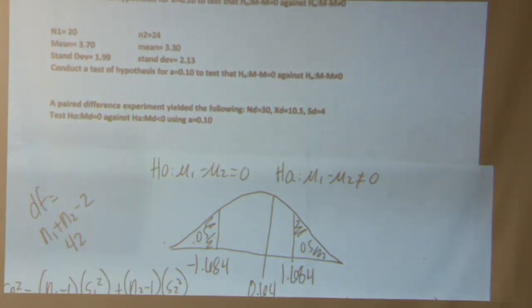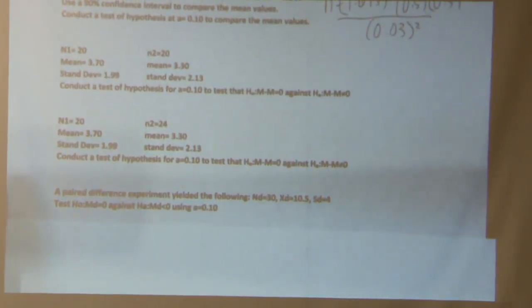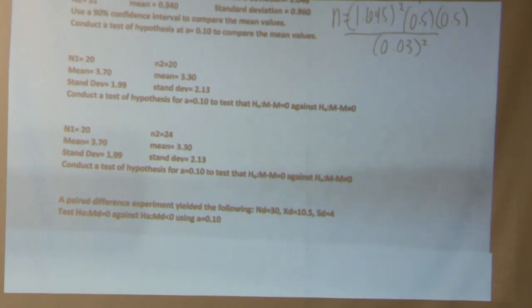So then the next one, a paired difference experiment yielded the following: an nD of 30, an x bar D of 10.5, and an sD of 4. And we want to test that mu D is equal to 0 against mu D is less than 0 using alpha of 0.10.